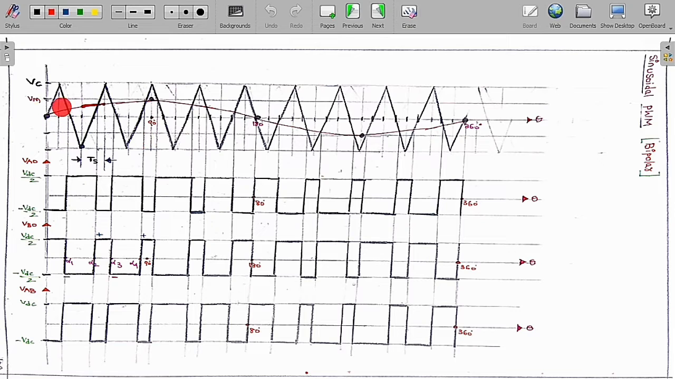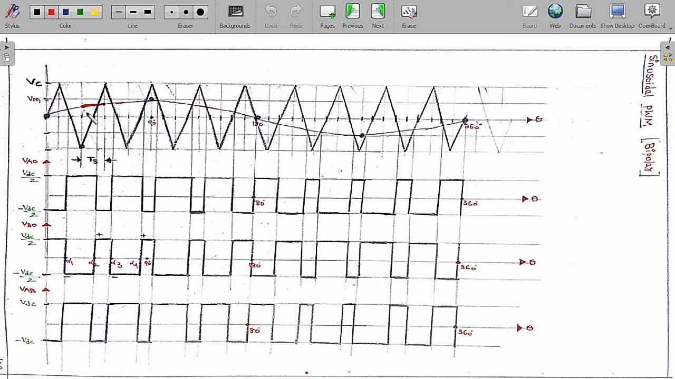You can see clearly, here we are going to take the reference signal as a sinusoidal, whereas the carrier signal is a triangular waveform. This is the format we are going to take. We are going to compare these two signals and then generate the triggering pulses, and based on that we are going to get the output voltages. I have already told you, whenever the carrier signal is higher than the reference signal, then you have to trigger.